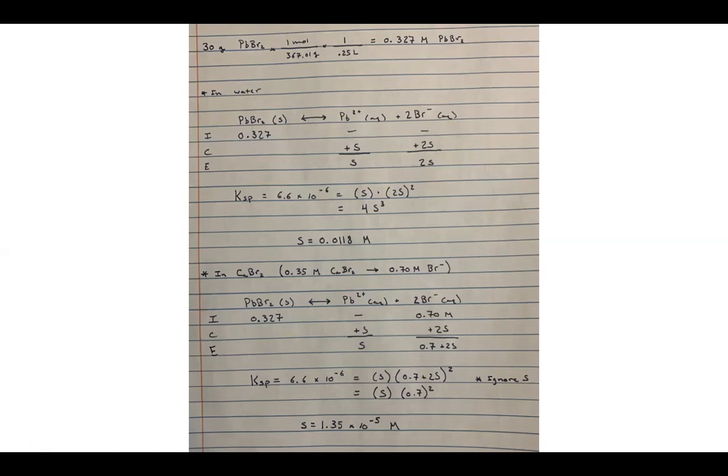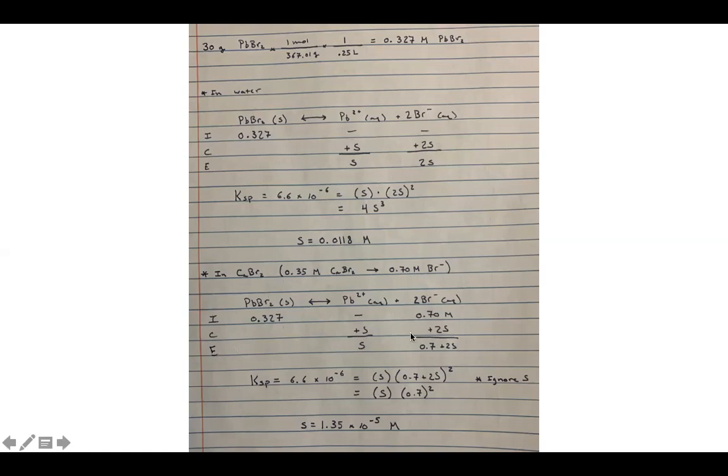Okay, and so because the solution already has that concentration of bromine present, we're going to plug that in for our initial amount of bromine in our ice table. Okay, and so again, see how that's the difference, that when we have a solution that has a common ion, we are going to have an initial concentration of that common ion, right? We didn't have an initial concentration of bromine in water. We do in this calcium bromide solution.